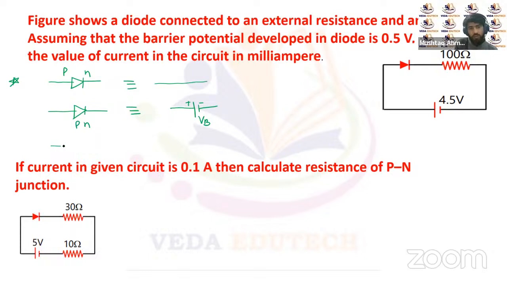If the resistance of the diode is also given, right, this is the practical or non-ideal situation, then in that case we have to include the forward resistance of this diode and then the barrier potential, right? But this situation is only applicable when the diode is forward biased, right? It should be forward biased. This is in case of forward biasing.